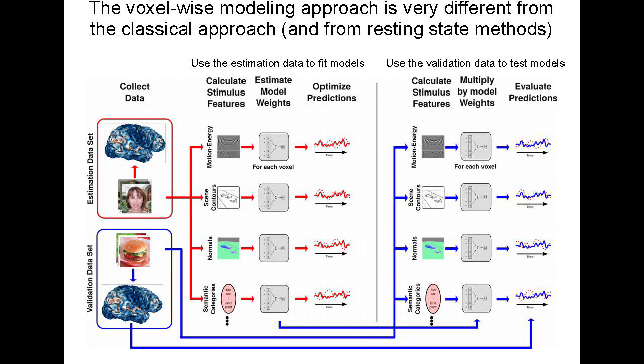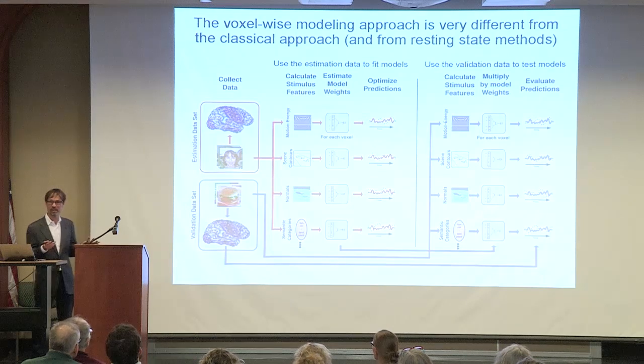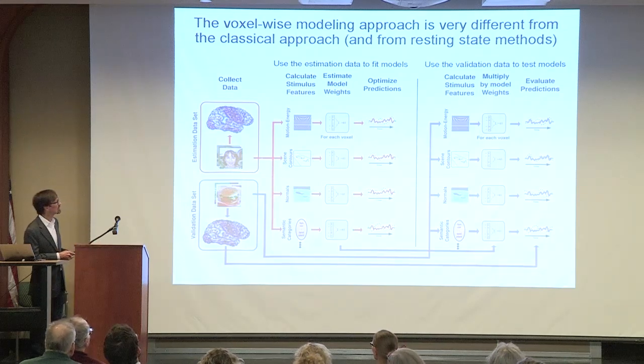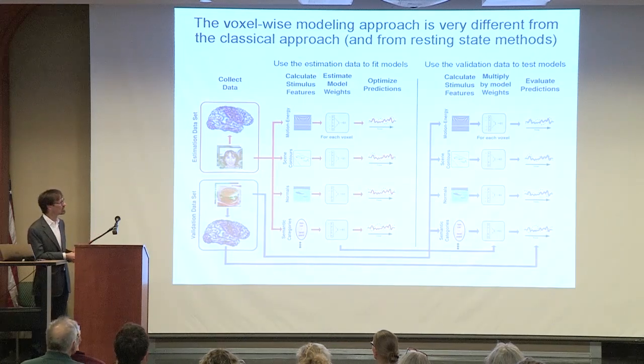And now for every single voxel, the voxel will tell us what feature spaces it cares about. If this voxel cares about motion energy, then this prediction will be really, really high, and this prediction for semantics will be low. If the voxel is in a semantic area, this prediction will be high, and this prediction will be low. So now every voxel tells us what it cares about. And because we've got separate fit and test data sets, the problem with p-hacking and replication largely goes away because the noise in this data set is independent of the noise in this data set.